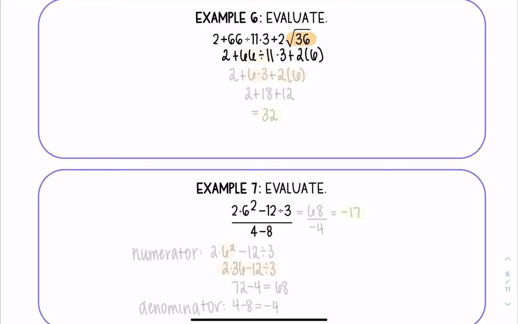Now we want to do multiplication and division from left to right. So the first thing is 66 divided by 11, and we get 6 times 3 plus 2 times 6. We want to go ahead and do both of our multiplications, 6 times 3 and 2 times 6. And so we get 2 plus 18 plus 12, and that's going to end up giving me 32.